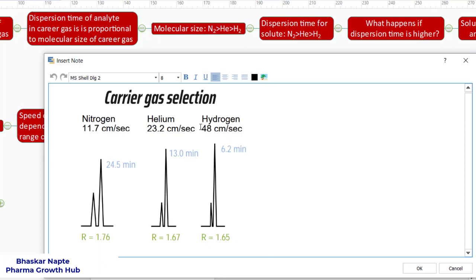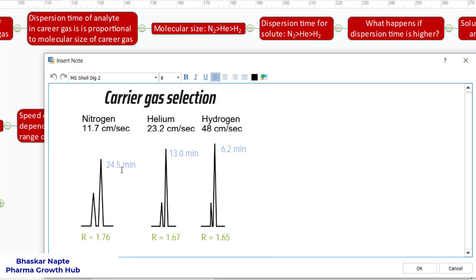Now, if the speed of hydrogen is much higher, you must think that the retention time will be much lesser in the case of hydrogen. And you are absolutely right. Now look at the retention time of peak number 2. It is 6.2 minutes in the case of hydrogen, 13 minutes in the case of helium, and 24.5 minutes in the case of nitrogen.